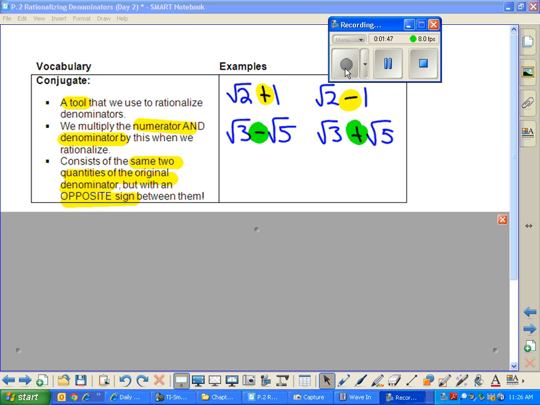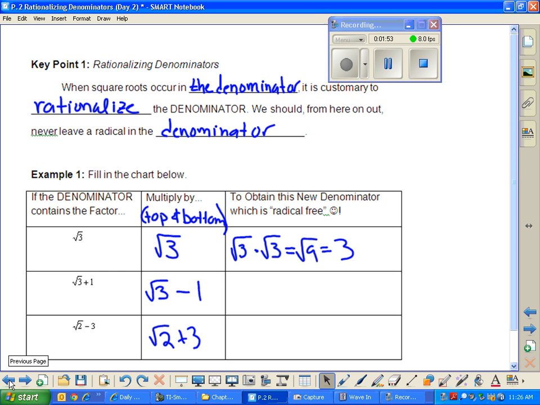So with that, I'm going to have you flip back to the previous page. There's another chart that we're going to take a moment to fill in. Why this serves as a tool is because it allows us to get rid of radicals as they appear on the bottom of a fraction. So what I'm going to do is just show you in this chart how multiplying by a conjugate actually produces a product that is radical-free.